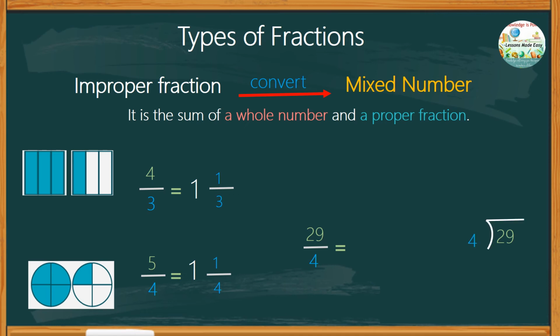How many sets of 4 can you get out of 29? Just 7. But when you multiply this by 4, we only get 28, which means we still have 1 left. We now have a whole number, which is 7, plus a remainder of 1 over 4. When we convert an improper fraction to a mixed number or vice versa, the denominator remains the same.